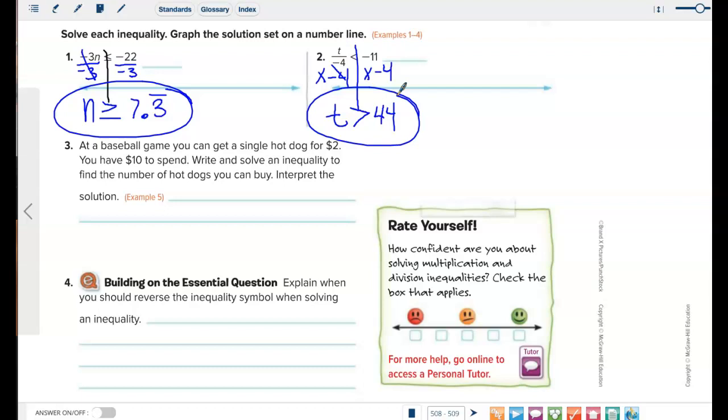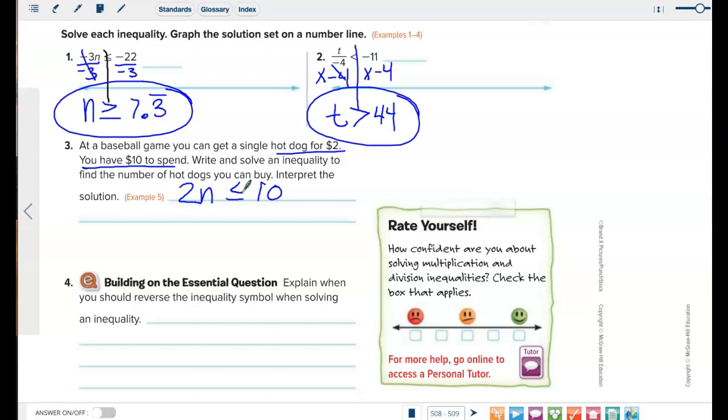At a baseball game, you can get a single hot dog for $2. You have $10 to spend. Write and solve an inequality to find the number of hot dogs you can buy, and then interpret the meaning. Okay, so we have a hot dog for $2, we have $10, and we're writing an inequality. So we can have 2 times the number of hot dogs. We don't know how many we're going to buy, so let's call it n. Then we could spend $10, but we don't have to spend all of it. We could spend less than that. So that's going to be my sign, less than or equal to 10.